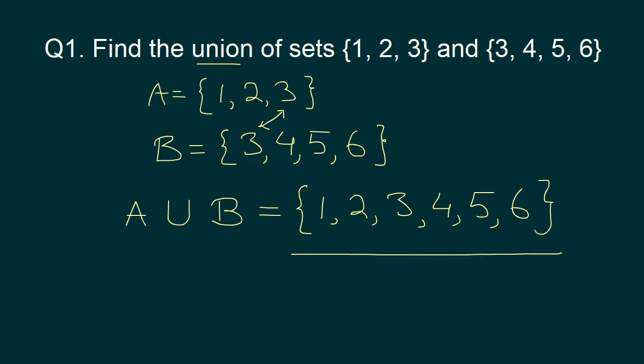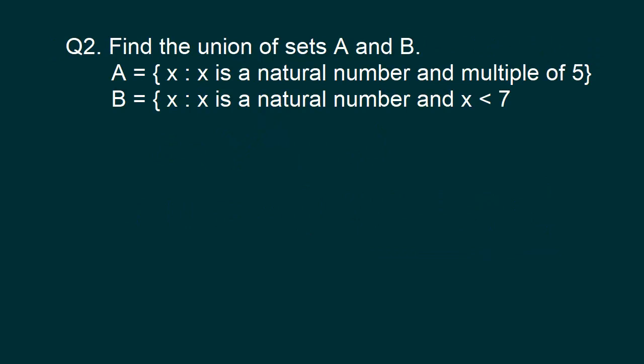Let's take a look at the next question. Now here, find the union of sets A and B, where A is the first set and B is the second set. Here the sets are given in set builder form. We have learned how do we convert set builder form to roster form and vice versa. I'm going to provide a link on top right side corner of this video for you to quickly review what is set builder form, what is roster form, and how do we convert from one form to the other. So let's first write both the sets in roster form.